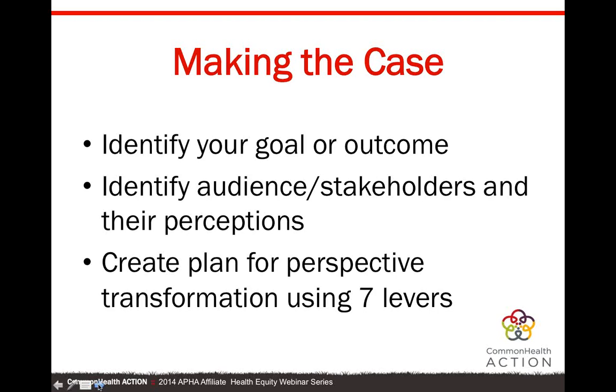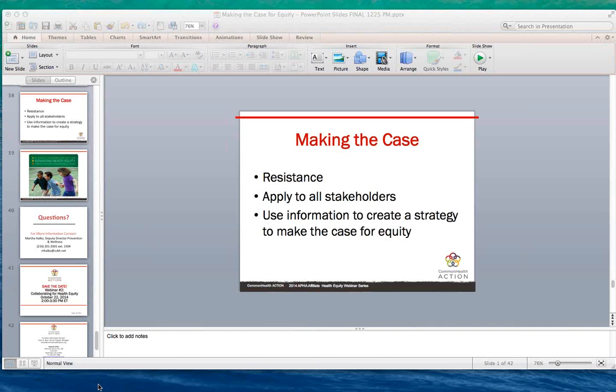So what we have for you, and I'll go out of the presentation so you can see the tool in full, is a tool to help make the case on a continuous basis, not just for an individual campaign, but thinking about ways that you can use it in everyday actions. It'll help to identify your goals or outcomes that you're trying to achieve, identifying your audience or stakeholders and what their perceptions are, so understanding where they sit in terms of an issue, and then how to create a plan for perspective transformation using the 7 levers, ultimately to achieve your goal or outcome.